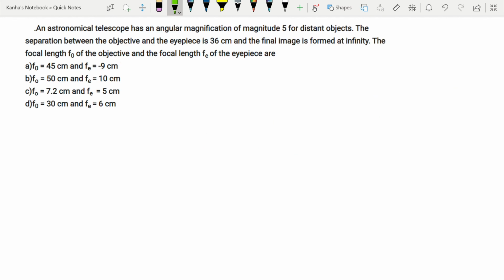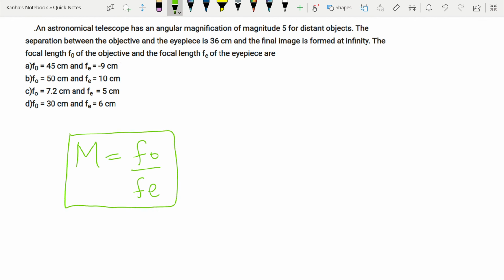Now let's look at a question to clarify some of our doubts. An astronomical telescope has an angular magnification of magnitude 5 for distant objects. The separation between the objective and the eyepiece is 36 cm and the final image is formed at infinity. The focal length f0 of the objective and the focal length fe of the eyepiece you need to find out. First of all, what is the angular magnification? The angular magnification m is nothing but f0 by fe, because the image is formed at infinity.